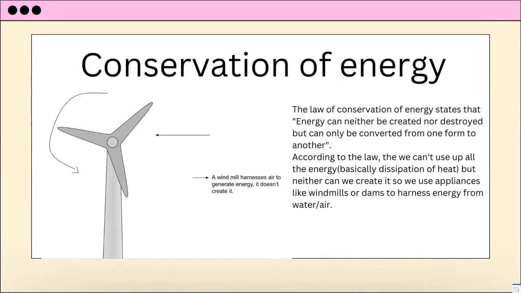Conservation of energy. The law of conservation of energy states that energy can neither be created nor destroyed, but can only be converted from one form to another. According to the law, we can't use up all the energy, but neither can we create it, so we use things like windmills or dams to harness energy from water and air.